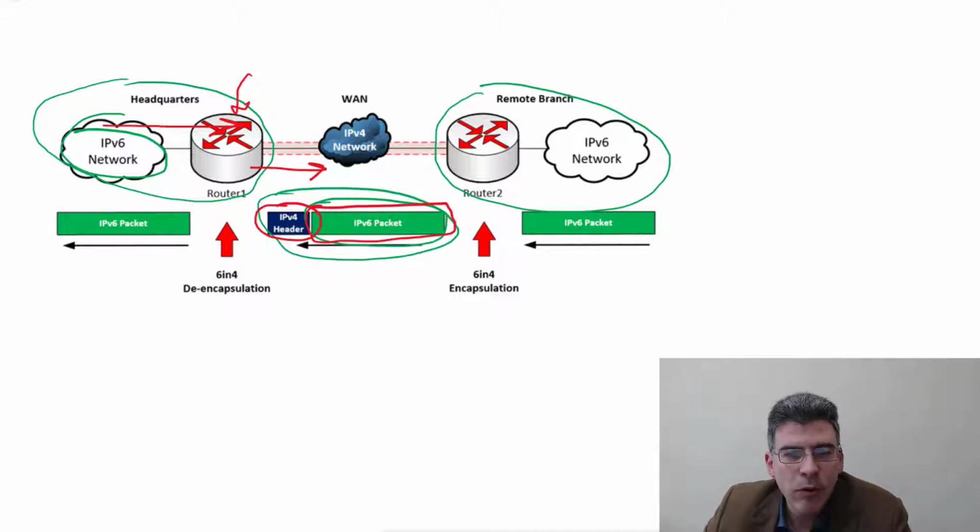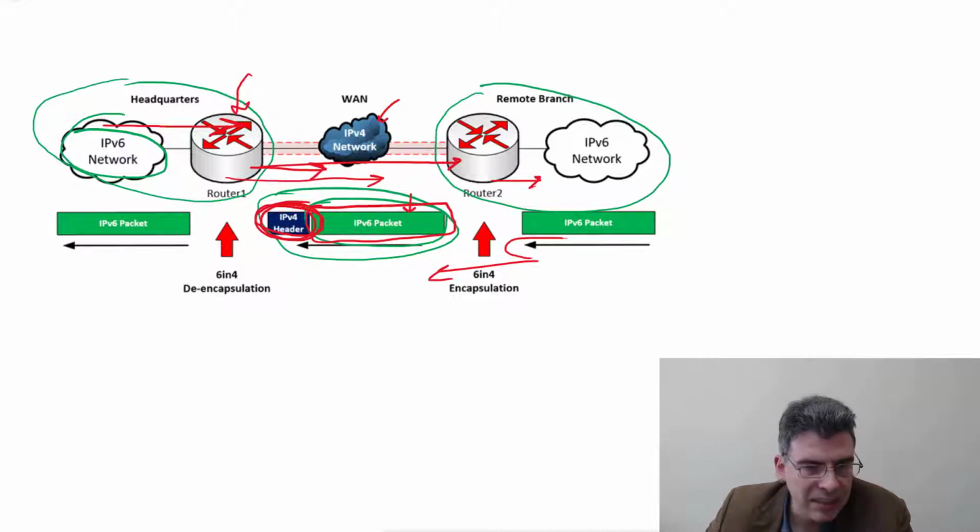Now this IPv4 network doesn't really care what the payload is. It only takes into account whatever's in the very first header, the IPv4 header. So that IPv4 header is used to route the packet to router 2, and that router 2 will de-encapsulate the packet and will send out the IPv6 packet. Now I've been doing this backwards because the diagram shows the communication going that direction. The communication in this direction is exactly the same.